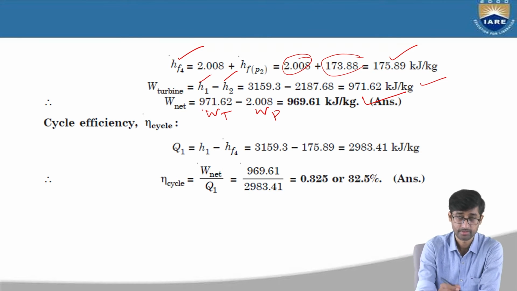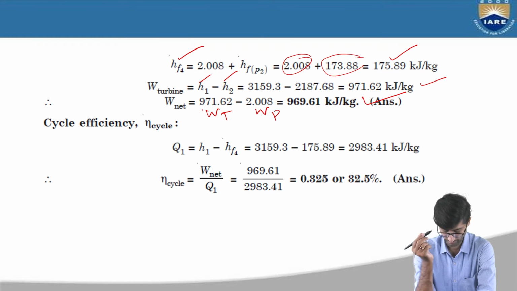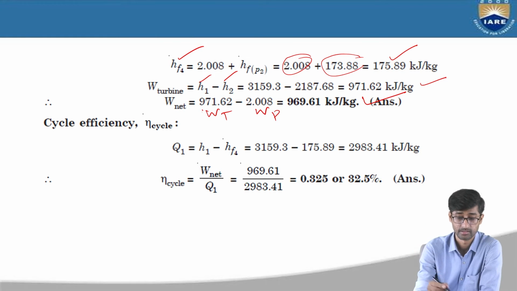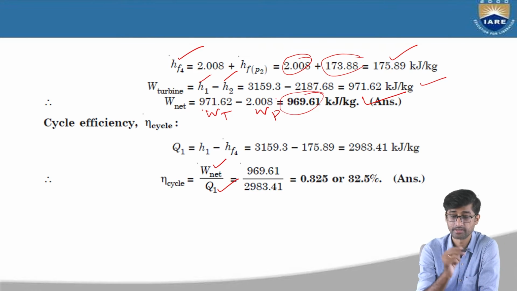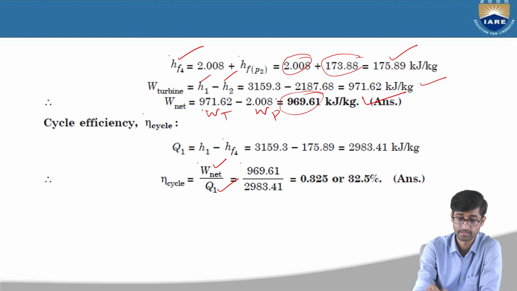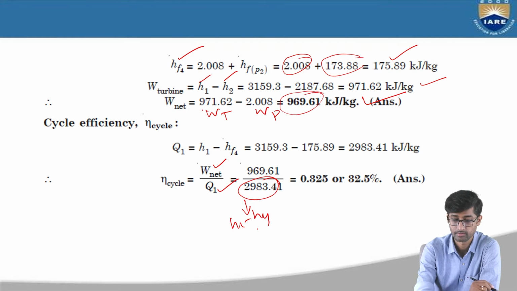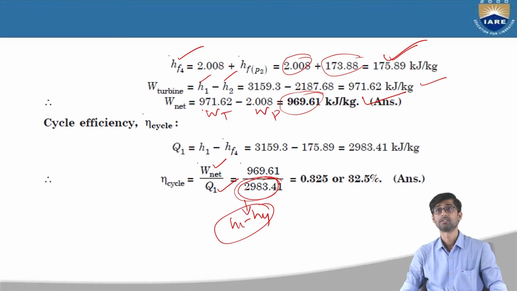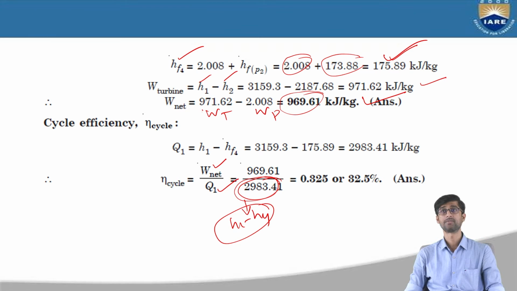We have to calculate the efficiency of Rankine cycle. Right. So what is the efficiency of Rankine cycle? Net work done by heat supply. Net work done already we calculated, 961.61. Now what is the heat supply here? This will become H1 minus H4. So H1 already known and this H4 already known. Put it here. It will become 2983.41. So the efficiency of Rankine cycle will become 32.5%.